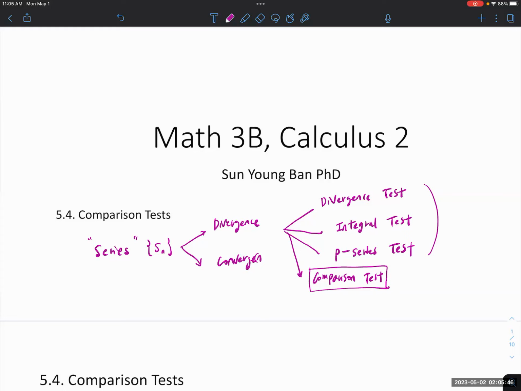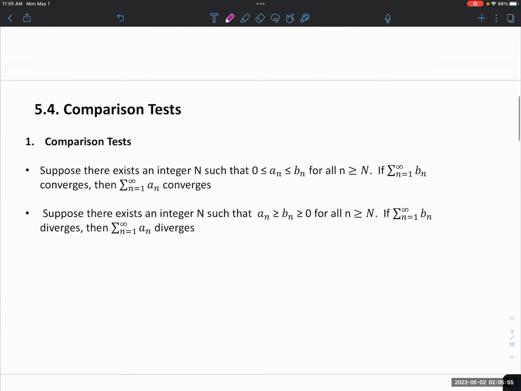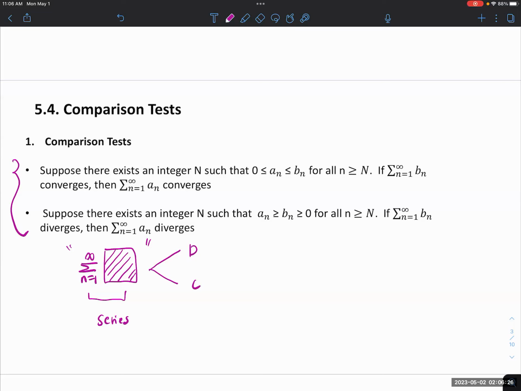So let's take a look at the work. Here is the comparison test. As you see from the name, you need to compare something with another thing. Here is the concept. The definition is a little bit complicated, but actually it is very simple. This is a summation, and this is the general form of the sequence, and we are adding up each term of the sequence. Let's say we have a series, and I'm trying to prove whether it is divergent or convergent.